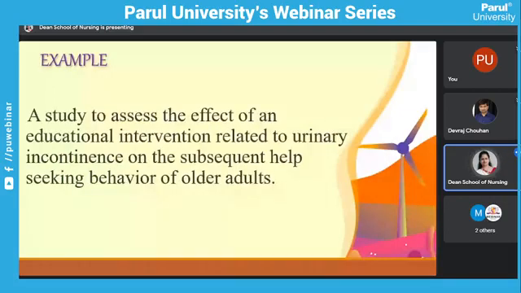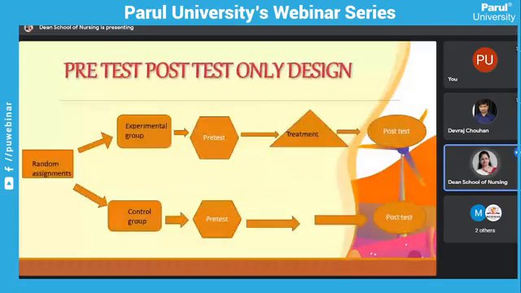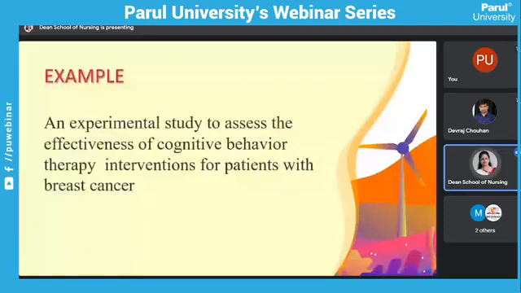The next type is pre-test post-test control design. Here, with random assignment, we again divide into experimental and control groups. Pre-test is done for both, but treatment is given only to the experimental group, and post-test is done for both. The example is an experimental study to assess the effectiveness of cognitive behavior therapy intervention for patients with breast cancer.